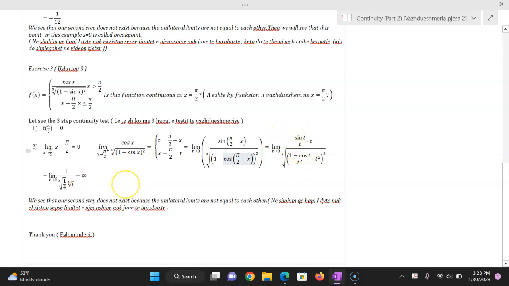So we end up with a limit when t approaches 0 of 1 over the cube root of 1 over 4 times the cube root of t. If you put the value of t equal to 0 here, we end up with 1 over 0, and that is equal to infinity. So the two one-sided limits are not equal to each other, so the second step is not fulfilled. So the limit does not exist.